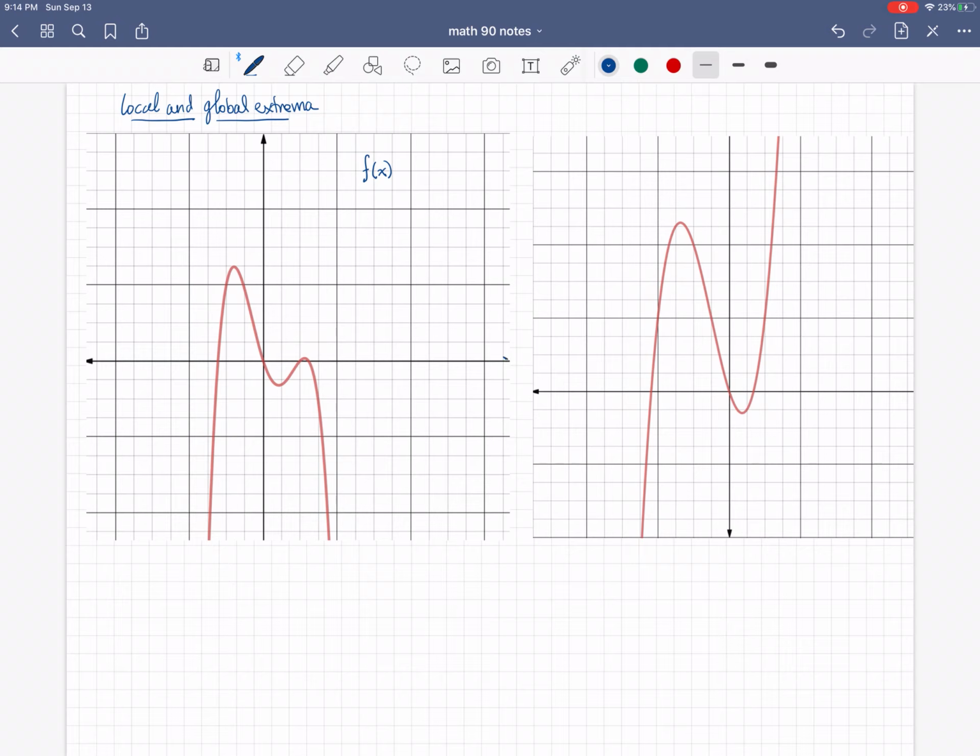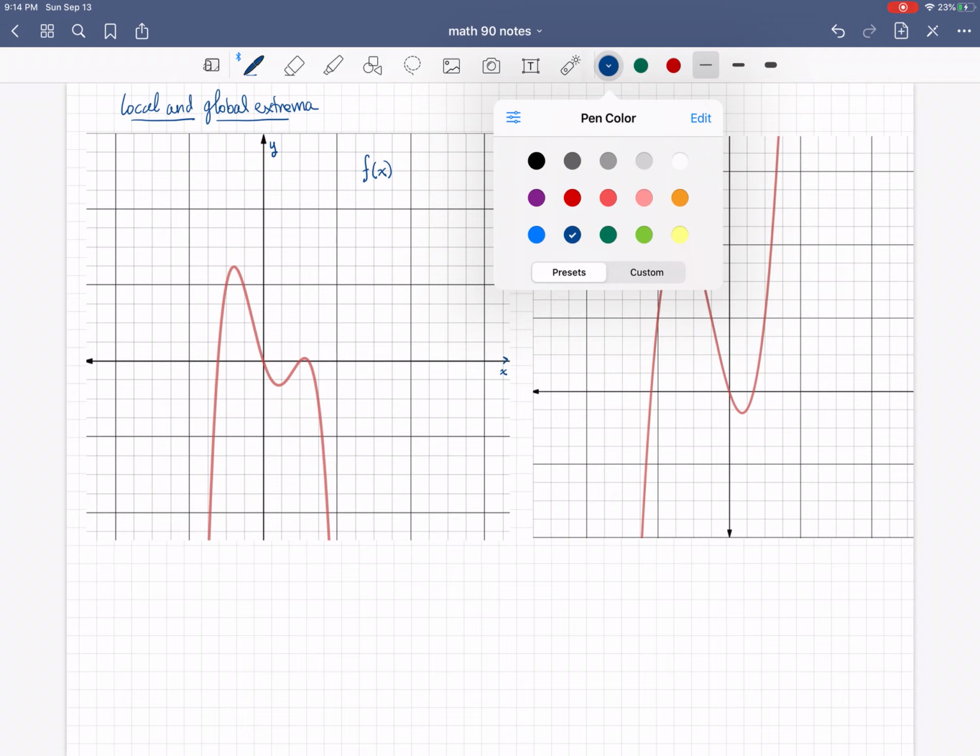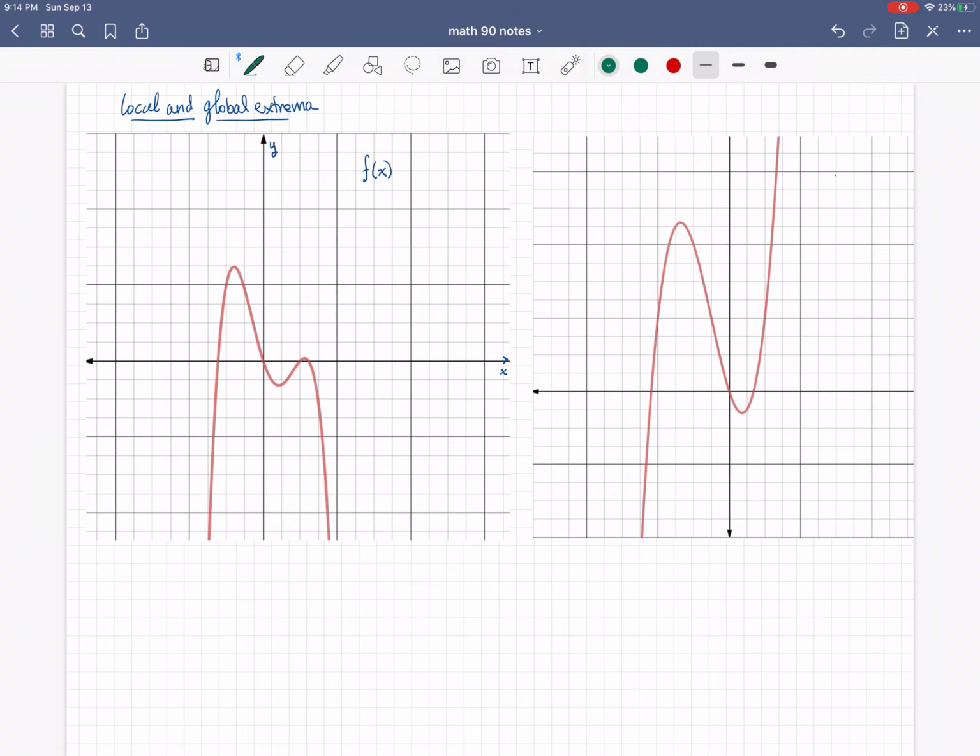So here's our x-axis, here's our y-axis, and of course you remember when we're talking about graphs of functions, the inputs live along the x-axis and the outputs live along the y-axis. And then for our second example, let's call this function g of x. And again, here's our x-axis, and here's our y-axis.